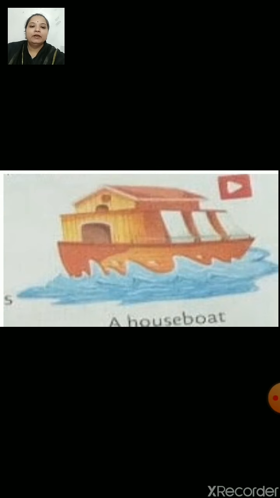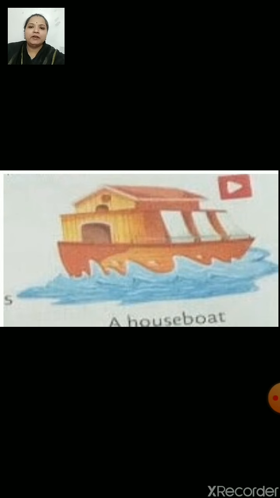So, this is a house with sloping roof. It is found in the areas where it rains a lot and where there is snow. So, it does not allow the rain or snow to stay on the roof. Now, have a look at the next picture. Right, what is this? This is a boat house. Means house inside a boat.